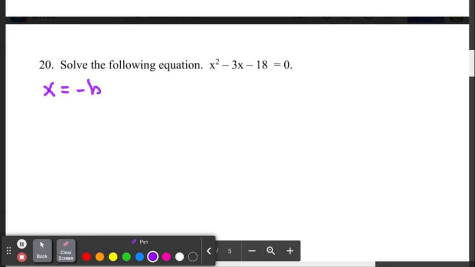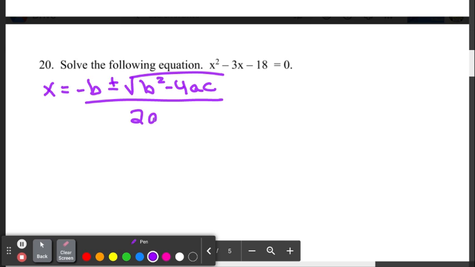X equals negative b plus or minus the square root b squared minus 4ac all over 2a. Remember, you do this when there's an exponent and you have to solve. So, and there's an invisible 1 there. So a equals 1. Oh, look at all these negatives. B equals negative 3. C equals negative 18. Who made up this question?